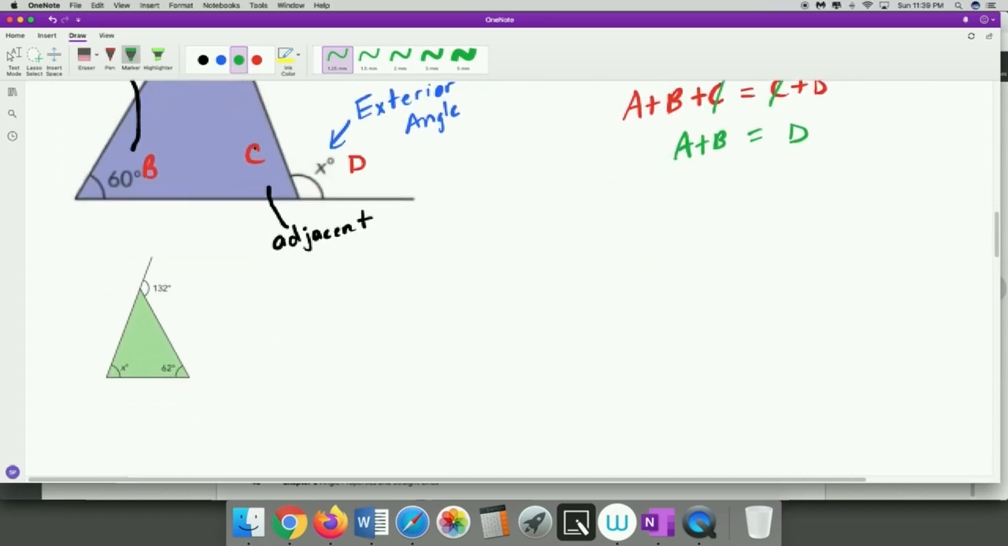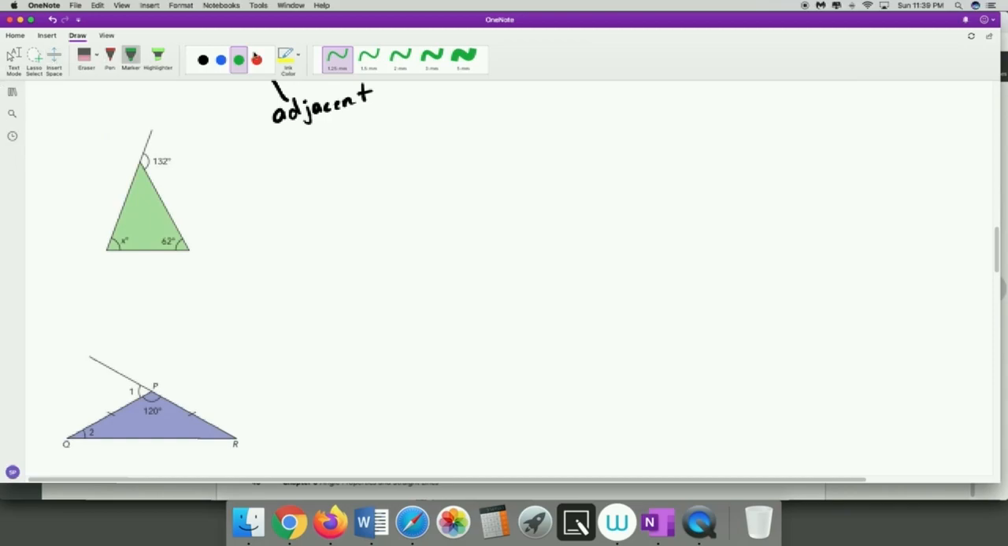Okay, let's try another one. So again, this is an exterior angle. So these two angles would be considered its opposite interior angles. That means the sum of these two is equal to this. So my equation could be x plus 62 is equal to 132. So solve this, subtract 62 from both sides. These cancel out. I'm left with x is equal to 70. There's another question where the answer is 70. So x equals 70.